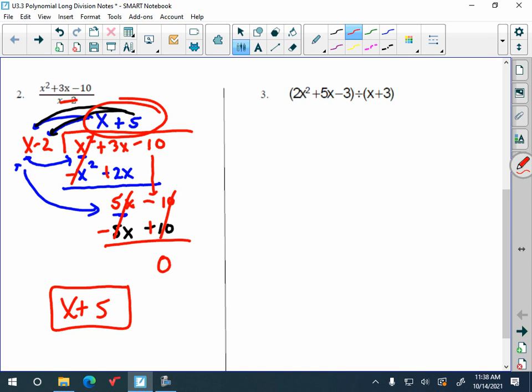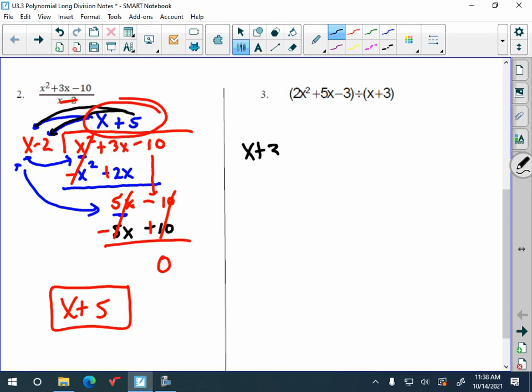Right? So you have to be really careful with your math, adding, subtracting, the negatives, changing the signs. So the math isn't difficult, okay? It's just the process you have to remember, doing the same steps over and over again. All right, so let's do this next one.